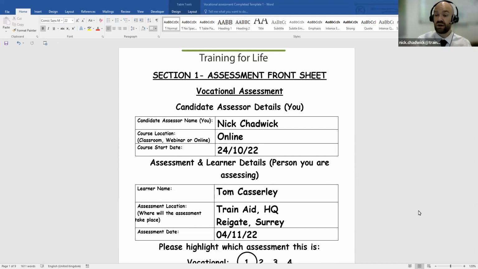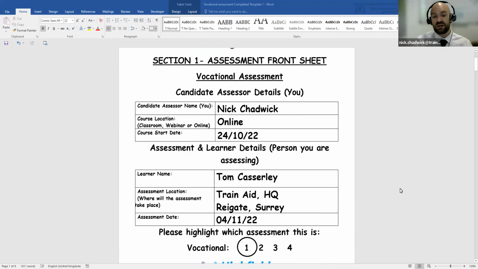Okay, so here at Train Aid, we deliver a range of first aid courses. So that is going to be the topic of my vocational assessment. Now, what I'd like for you to do first, if you're on section 1, is to please fill out the front sheet. You have the candidate assessor details. That is you, who is undertaking the course, and also the assessment and learner details. This is the person you're conducting your assessments on.